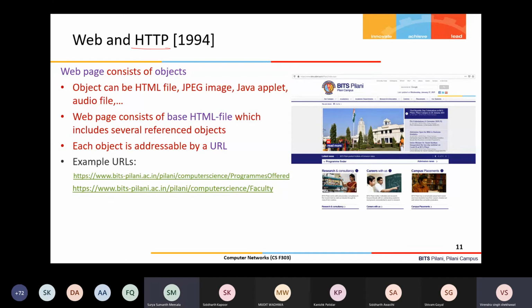So this is typical: you have a web page. We say this web page consists of multiple objects. You can see this web page has one picture, one more picture, one more picture, and some text, right? The web page is called an HTML file, Hypertext Markup Language, which is used to design a web page. JPEG images are there, and some Java applets, which run scrolling and all these things. Some audio file may also be there, video file may also be there. So a web page consists of a base HTML file which includes several referenced objects. These are all referenced objects.